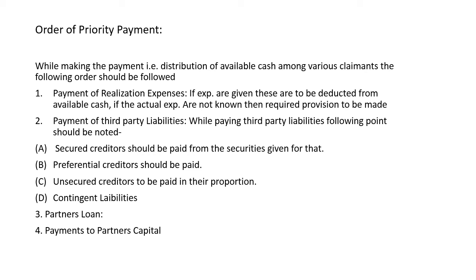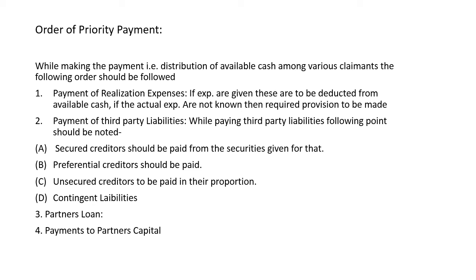After making the provision for contingent liabilities, the amount which is available for distribution is to be utilized for making the payment of partner's loan. Means partner's loan is an internal liability, and such liability is to be paid out from the available cash after making the payment of all the priority payment order. After making the payment of partner's loan, the amount which is available for distribution is utilized for making the payment to partners' capital.